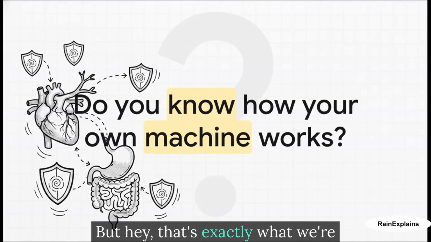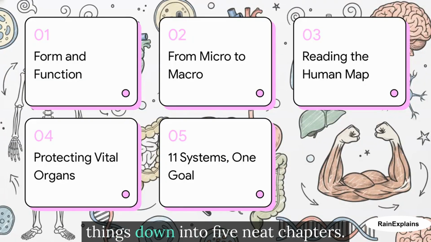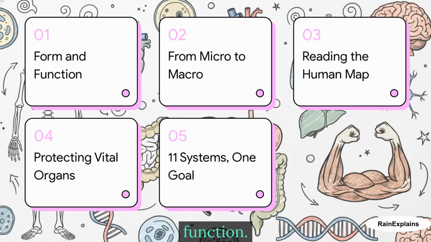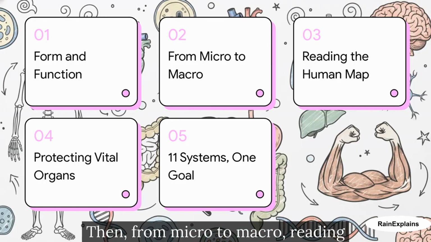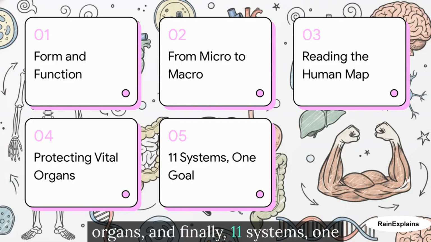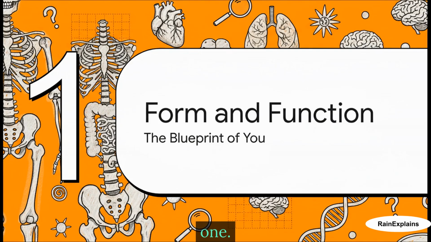But hey, that's exactly what we're mapping out today. To make sense of it all, we've broken things down into 5 neat chapters. We'll kick things off with form and function. Then, from micro to macro, reading the human map, protecting the vital organs, and finally, 11 systems, one goal. All right, let's jump right into Chapter 1.